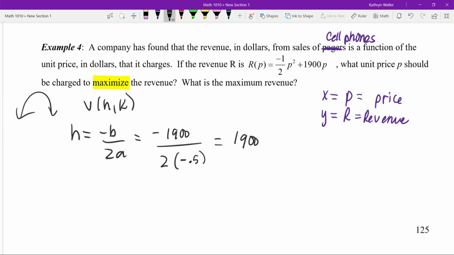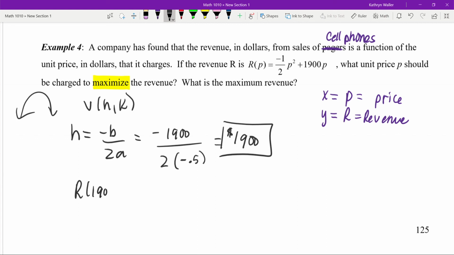What does that stand for? It's the x coordinate of the vertex, which is the unit price. Read the question. What unit price should be charged? I'm done. My label is a dollar sign. But there's a second question. What is the maximum revenue? How do you do that? You just plug it in. Make sure you show work.